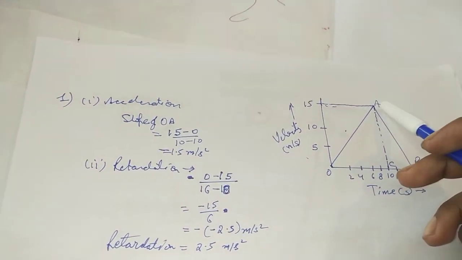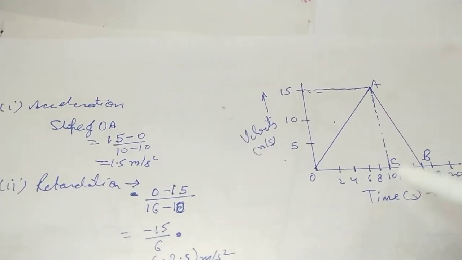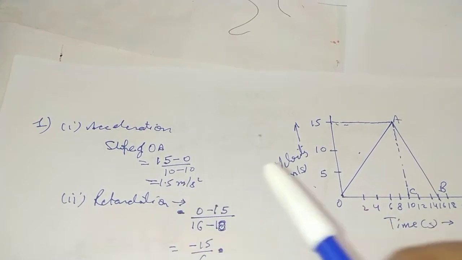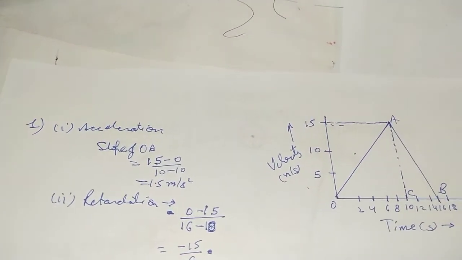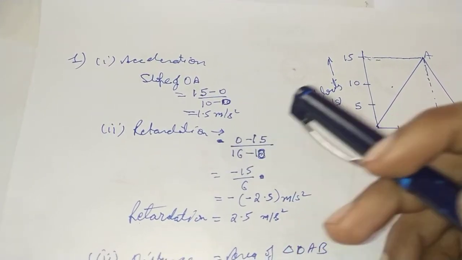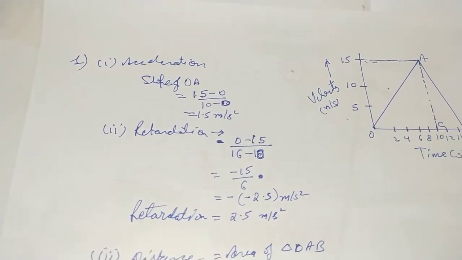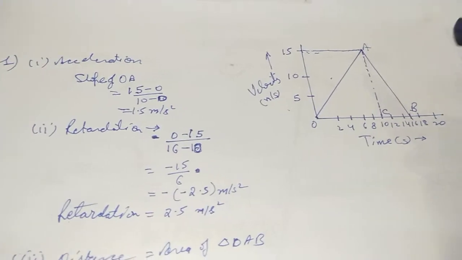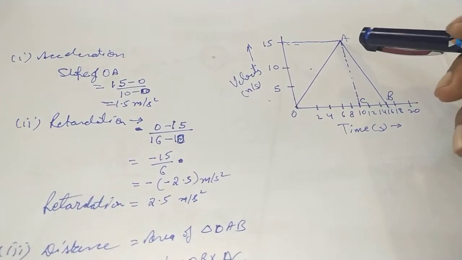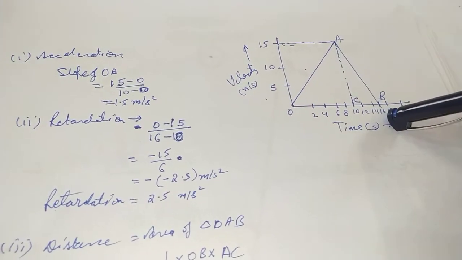So, again the coordinates of A will be (10, 15) and (0, 0): 15 minus 0 upon 10 minus 0. So, that will be 15 upon 10, that will give us 1.5 meter per square second. Now, let us calculate the retardation. So, retardation is when there is a decrement in the velocity, or the velocity is decreasing, and that is happening when it goes from point A to point B.